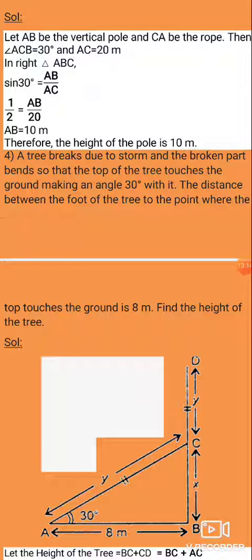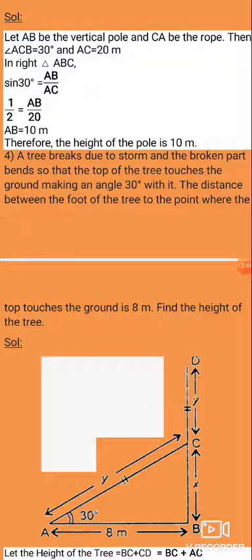Find the height of the tree. The broken part is bent so that the top of the tree touches the ground, making an angle of 30 degrees with it. So listen carefully. In this figure, the total height of the tree is what? Original is BD. The bending point is C. And the broken part touches the ground at point D. So CD is the broken part, and it is the same as AC.